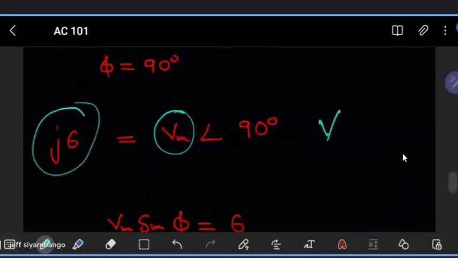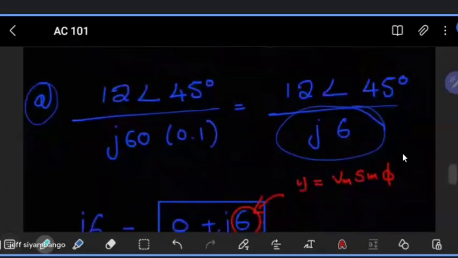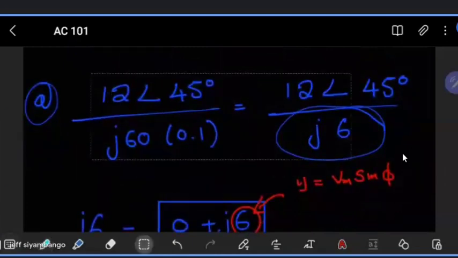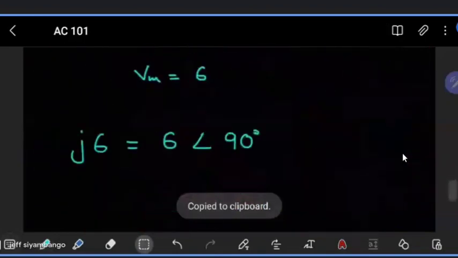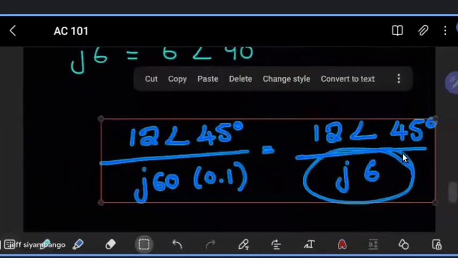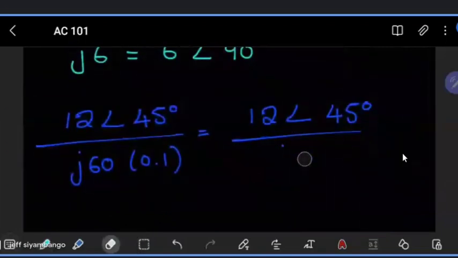In conclusion, we have seen that j6, in phasor polar form, can be written with the maximum, which is 6, that is Vm, and the phase angle is 90 degrees. What does this mean for the expression that we're actually looking at? We reduced it in the first step and wrote it in that form. Now, having simplified the denominator to polar as well, we can come back to this: where we have this j6, we can now write it in polar, and this is 6, and the angle is 90 degrees.